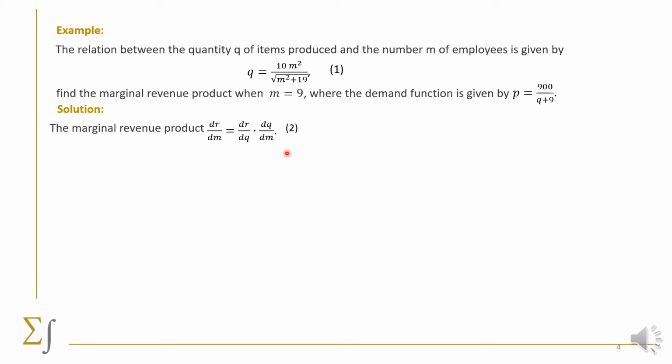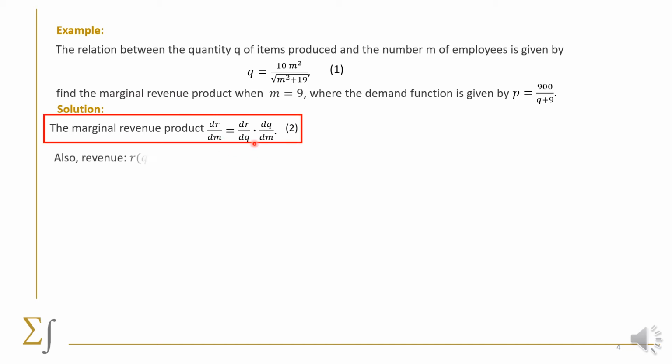Okay, so now we will work on finding each of these and then evaluating them at m equals 9. First of all, we are going to find dR by dQ, and then we will find dQ by dm, evaluate them at m equals 9, and then multiply them to get whatever is required in this problem.